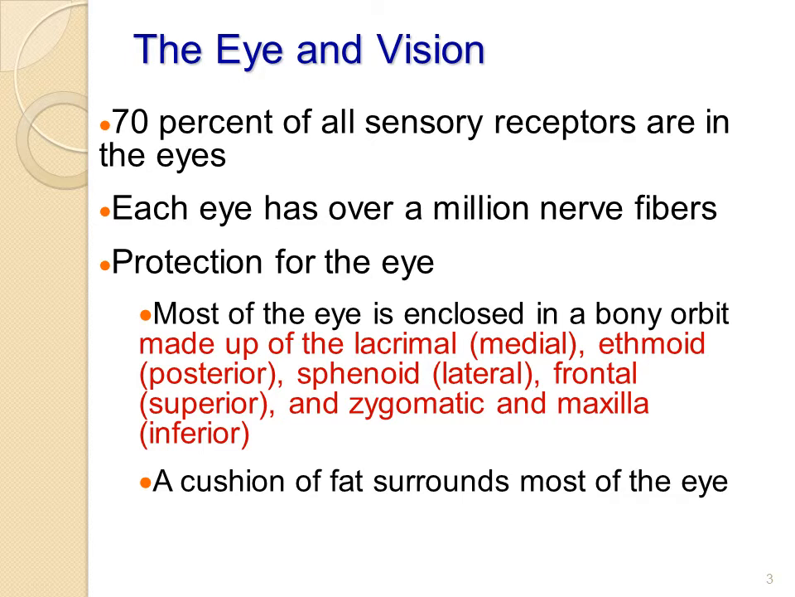70% of all sensory receptors are in the eyes. Each eye has over 1 million nerve fibers. Protection of the eye: most of the eye is enclosed in a bony orbit. This bony orbit is made up of the lacrimal, ethmoid and sphenoid, frontal, zygomatic and maxilla bones. A cushion of fat surrounds most of the eye.